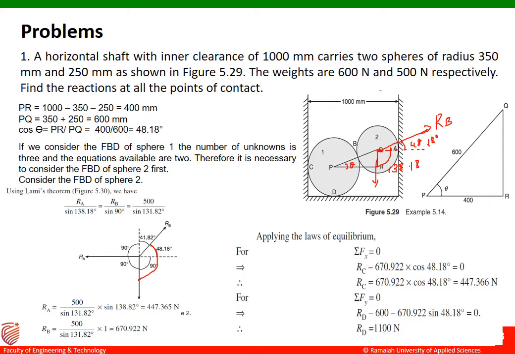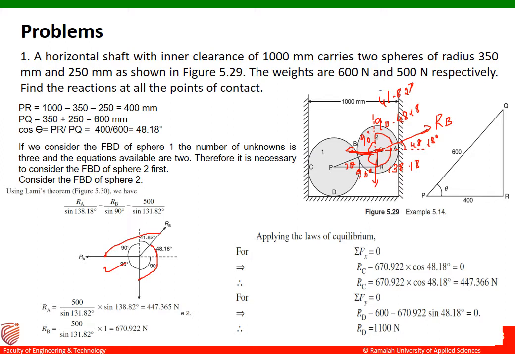Next, we have to find the angle between RA and RB. This is my RA. The angle between RA and the weight is 90 degrees here. That is done. You can see it is 90 degrees over here. Next is the angle between RA and RB. For that, I'll just draw a line like this. This is my 90 degrees. So this is 90 minus 48.18, and you get the answer as 41.82 degrees.